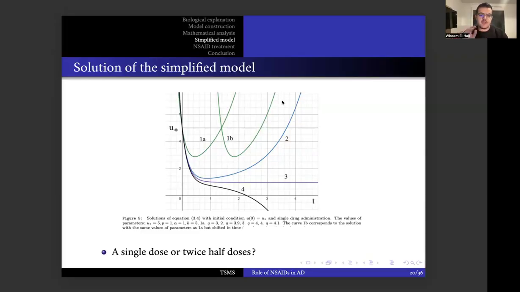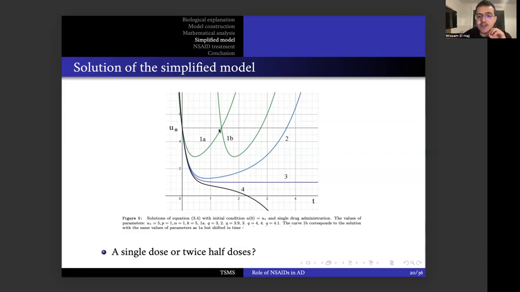So assume I give a dose of 2 picogram per milliliter. The solution will go like the green curve. It will go down, reach a point where the drug has no more effect, and then it will go up and go back to the initial condition. The initial condition is, let's say, 5. It goes down due to the drug effect. It will decay, and then it will go up again.